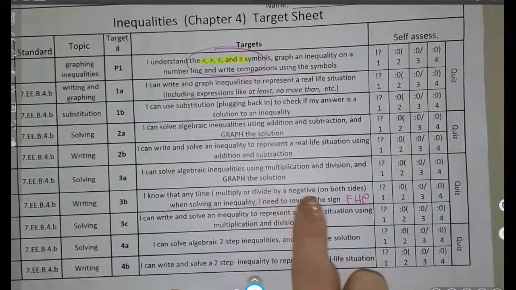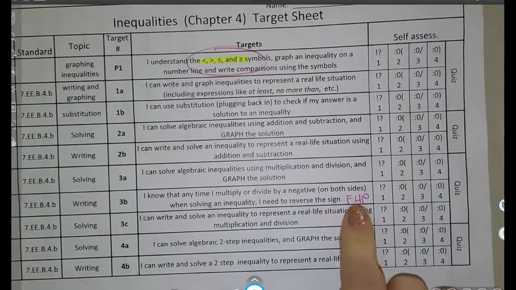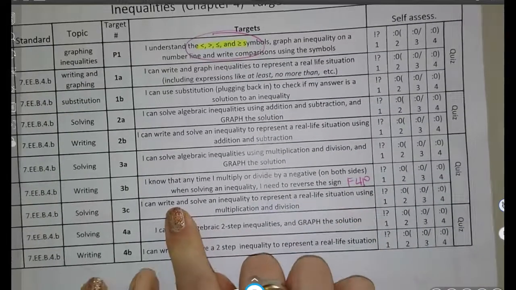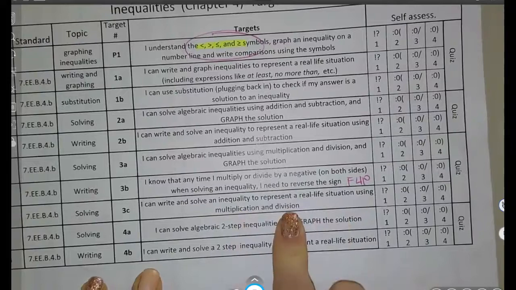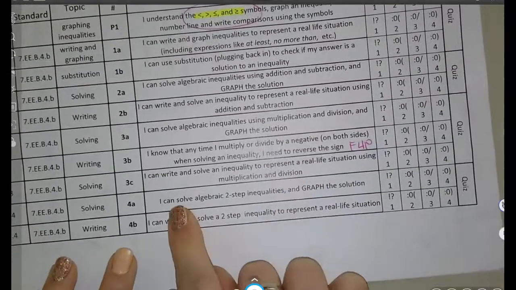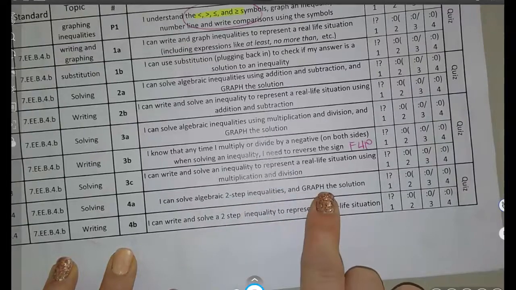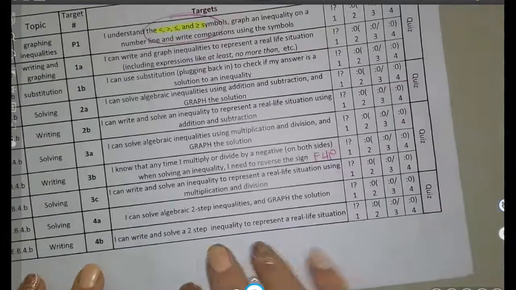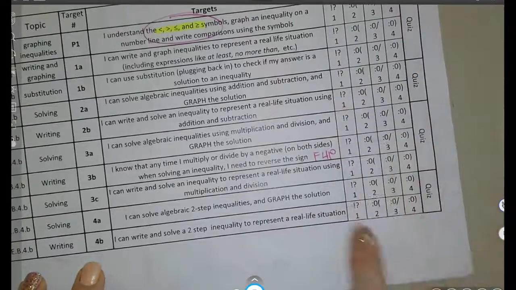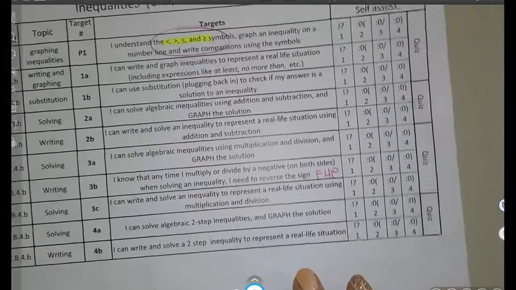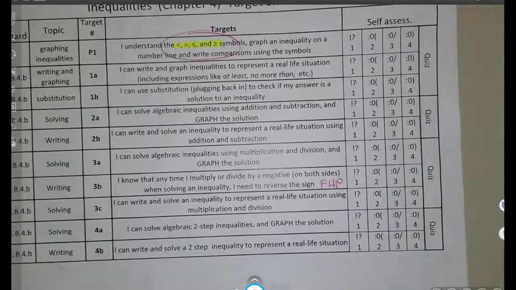solution. There's a trick there we're going to talk about, kind of flipping that sign around when we have some negatives, and writing our own inequalities for story problems using multiplication and division, and then just like we did in chapter 3, moving on to two-step inequalities and graphing the solution. Okay, so take a moment, pause here again if you need to make sure you filled in 1, 2, 3, or 4 for each target, and then we're going to start some notes together.